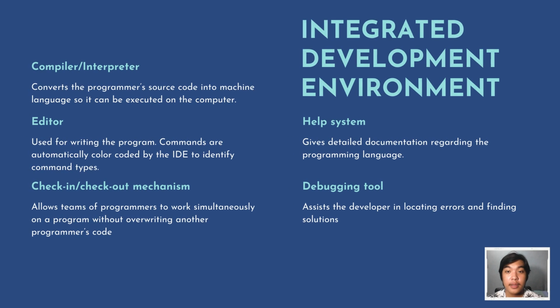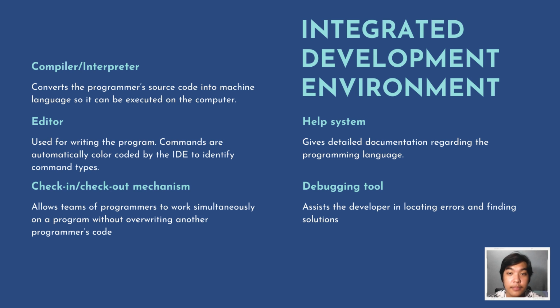For most programming languages, an integrated development environment (IDE) can be used to develop the program. An IDE provides a variety of tools for the programmer and usually includes an editor, which is used for writing the program. Commands are automatically color-coded by the IDE to identify command types. For example, a programming comment may appear in green and the programming statement might appear in black.